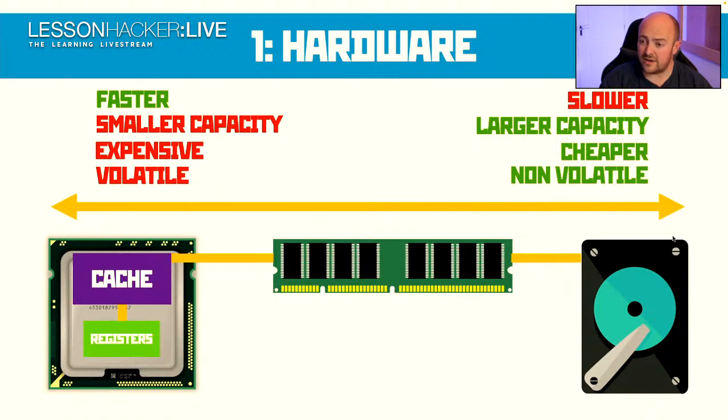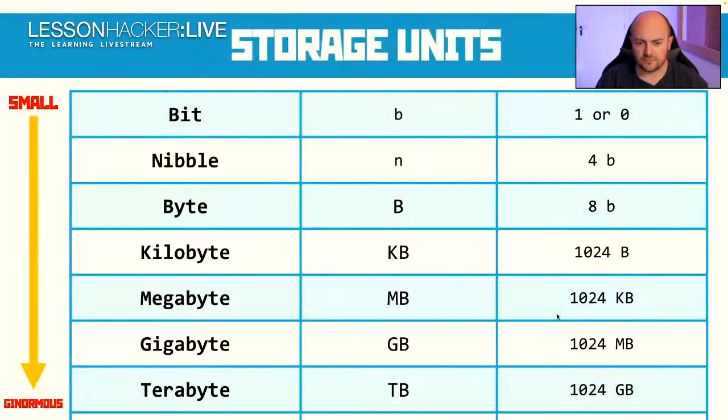Going all the way out to the right-hand side, where we've got our hard drive or our SSD, which is non-volatile, which means that we will be able to save data on it and keep it there permanently. It is very, very cheap compared to RAM, compared to any of the rest of it. It's bigger in capacity, and that's a key word there. It's bigger in capacity, but it is slow memory. You wouldn't want to be loading things from your hard drive.